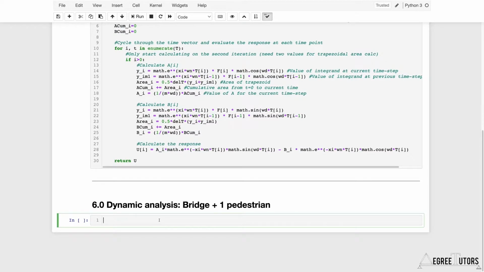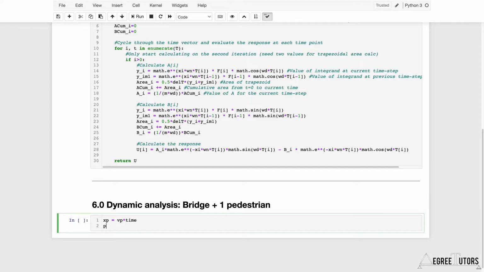So what I'm going to say here is that the location of the pedestrian is equal to whatever the pedestrian's velocity is times the time vector. And that gives us the pedestrian position as a function of time. That then allows us to construct phi as being equal to np.sin of pi x over L.